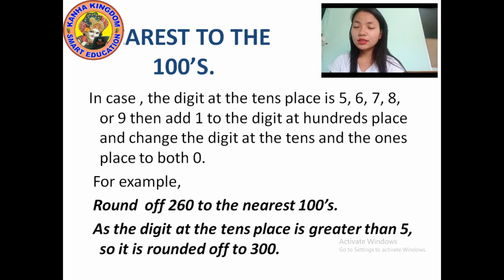So you have to add 1 to the hundreds digit, and you have to change the numbers in the ones and tens places to 0, right? So as the digit at the tens place is greater than 5 in the number 260, 260 is rounded up to 300 when rounding to the nearest hundred.